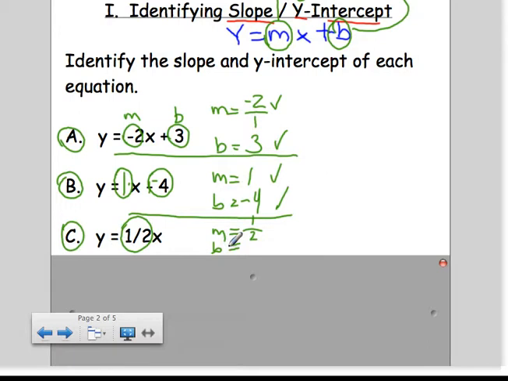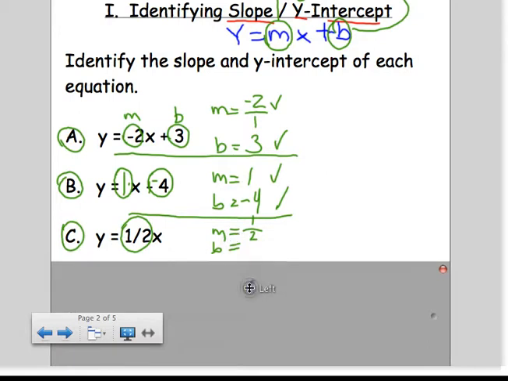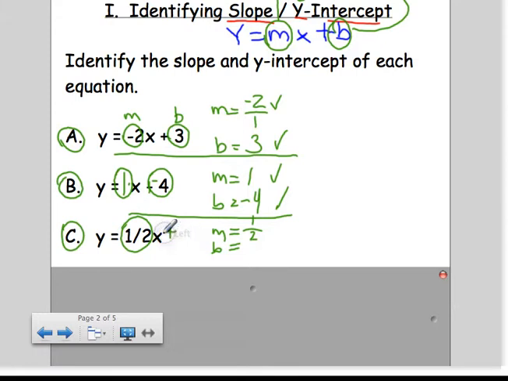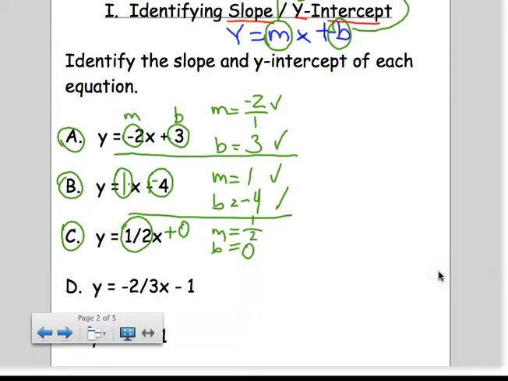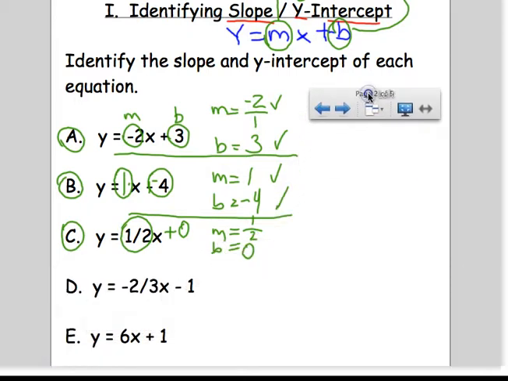Whenever I don't see a y-intercept, whenever I don't see the constant, it's not 1, because if I add 1, that will change it. It's actually 0, because if I add 0, that doesn't change it. So the y-intercept in that case is 0. The line is going to start from the origin. I'd like you to stop the video here, and please find the slope and y-intercept for these two equations, D and E. Press play when you're ready to check your answer.